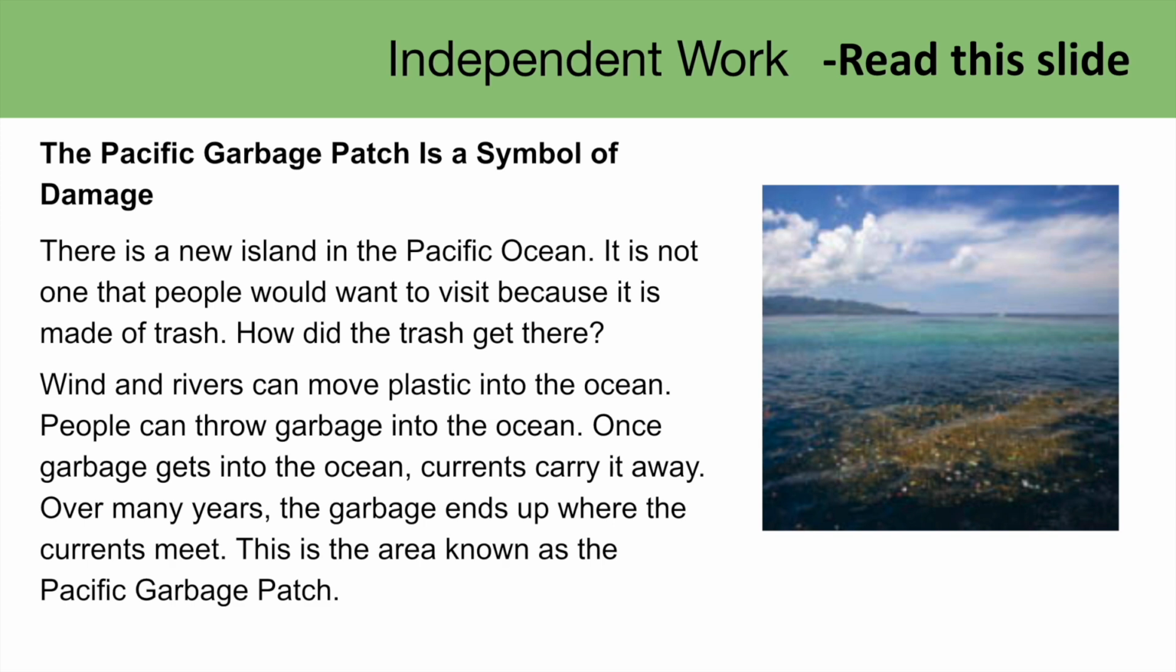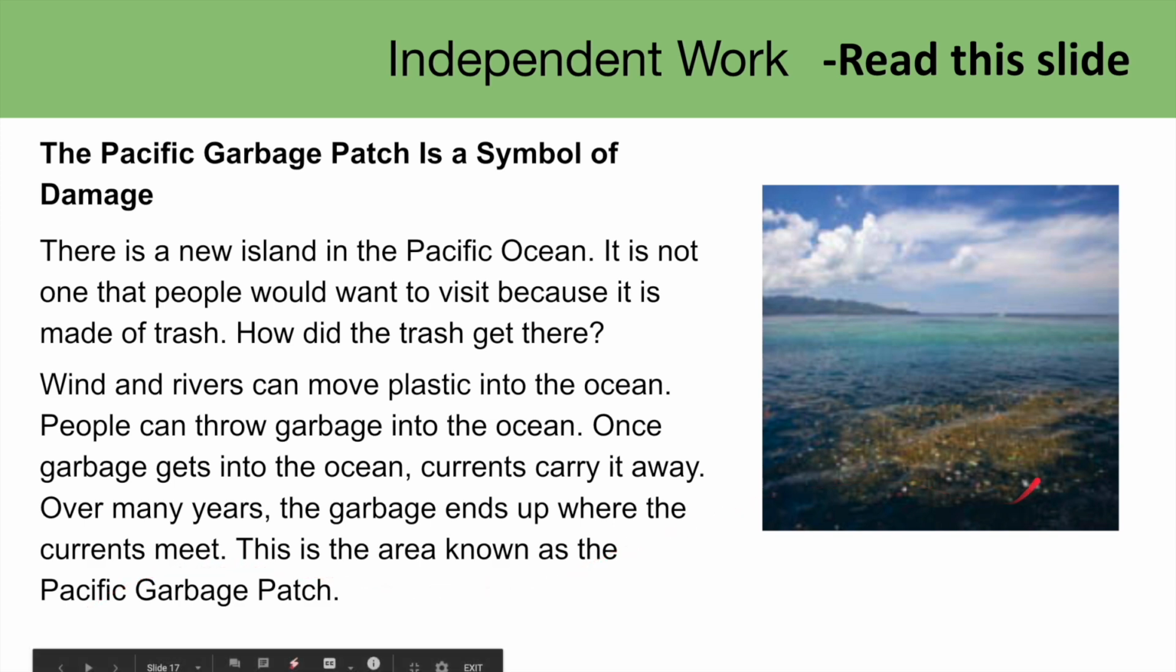There is a new island in the Pacific Ocean. It is not one that people would want to visit because it is made of trash. How did the trash get there? Wind and rivers move plastic into the ocean. People can throw garbage into the ocean. Once garbage gets into the ocean, currents carry it away. Over many years, the garbage ends up where the currents meet. This is the area known as the Pacific Garbage Patch.